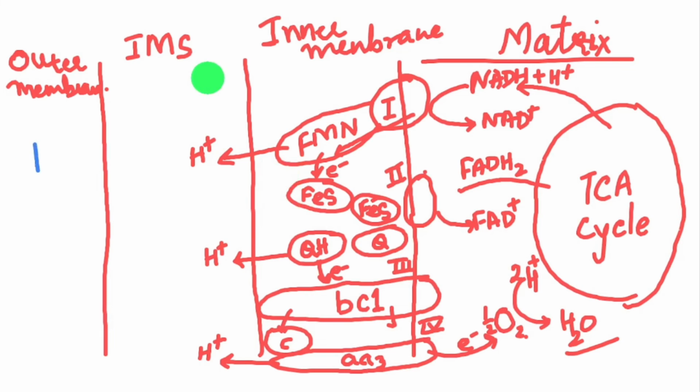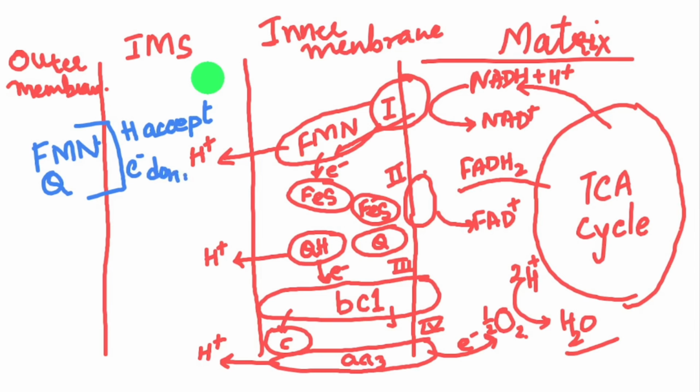In case they confuse you, FMN and Q, remember this way: these two accept hydrogen, but they donate electron. This is the reason when they accept hydrogen, they pump out protons in the intermembrane space and donate electron to the next electron carrier, FES, iron sulfur proteins.